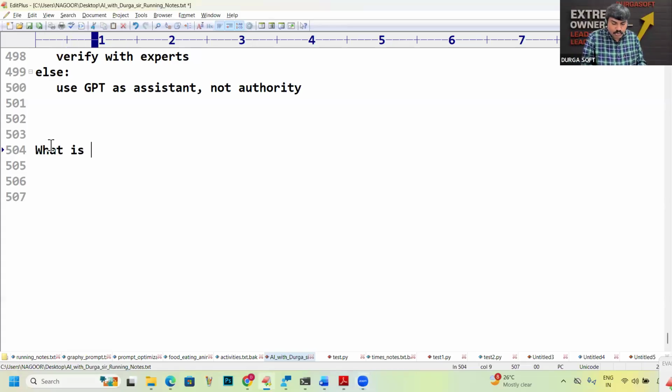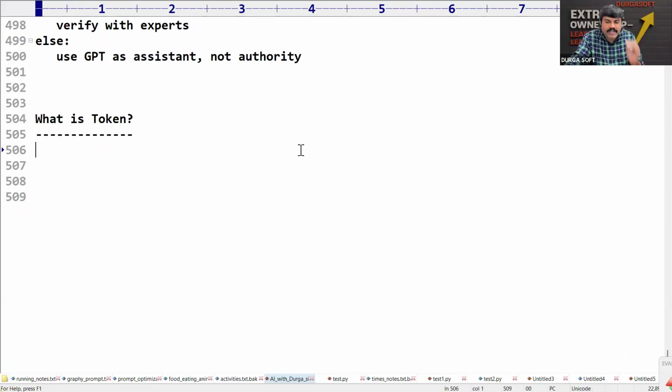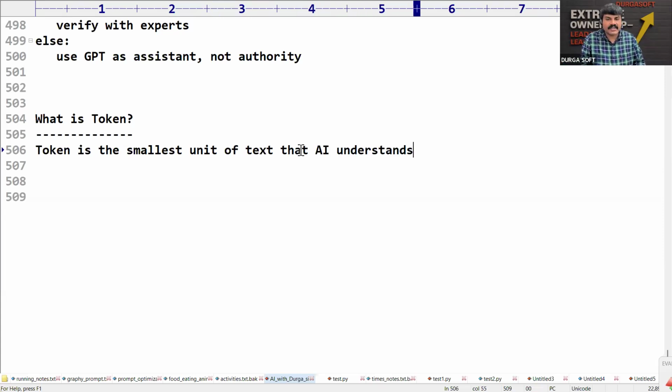So first, what is a token? A token is the smallest unit of text that AI understands. Whatever input we are providing is converted into tokens, right? But if any person asks you to define what is a token, you should be in a position to answer. A token is the smallest unit of text that AI understands.